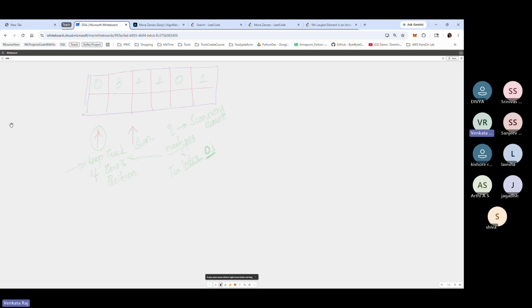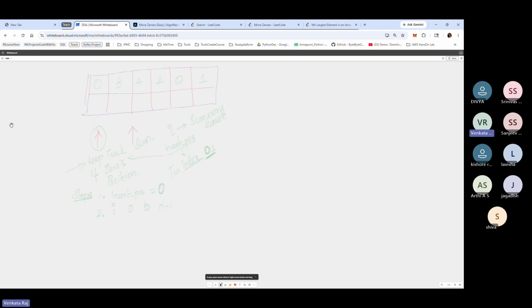Let me write the steps of the algorithm. One, we have one pointer, insert position, which will know the zeroth position index. So insert position is equal to 0. Initially it is set to 0 to track the next non-zero element. Then second, we have index I, and it will go from 0 to n minus 1. We are scanning the array, traversing the array one element after another.